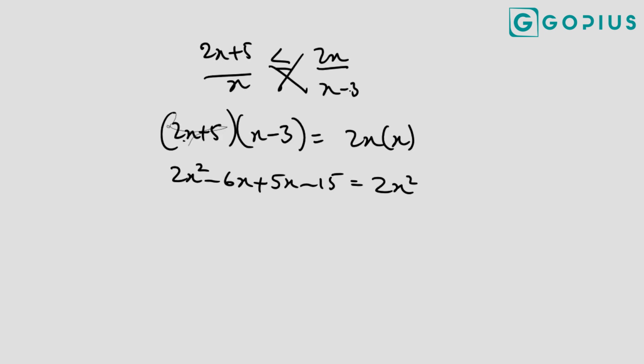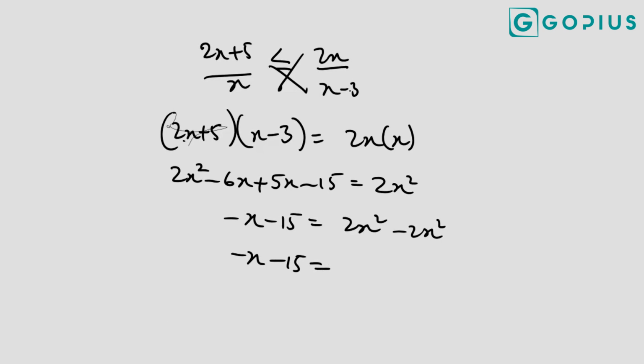Here you can see that 2x squared is on the left hand side and also on the right hand side, so we can cancel. Minus 6x plus 5x is minus x. Then minus 15 is equal to 2x squared. We take this 2x squared to the right hand side, so we have minus 2x squared. So here we have minus x minus 15 is less than or equal to.